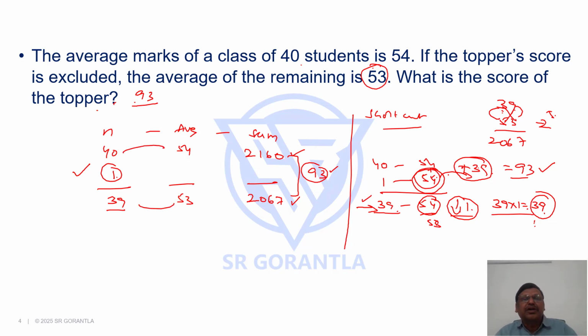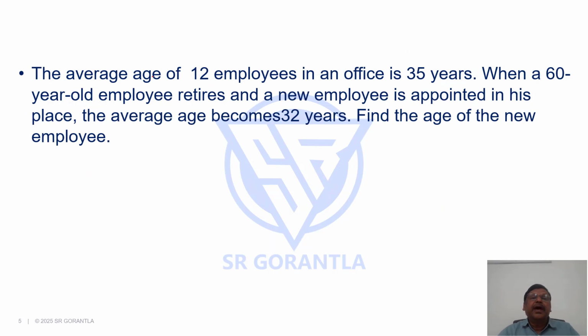Now, for the next couple of questions, we'll directly write the shortcut approach and discuss it, so we can avoid these big multiplications. Let's see. The average age of 12 employees in an office is 35 years. When a 60-year-old employee retires and a new employee is appointed in his place, the average age becomes 32 years. Find the age of the new employee.